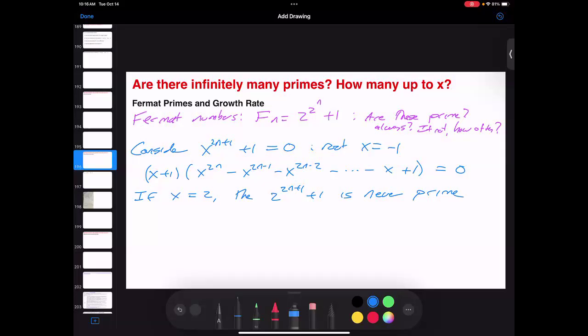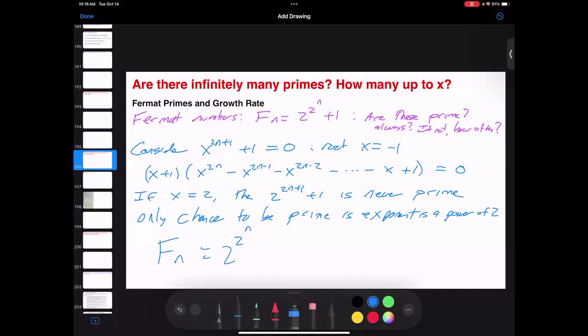So the only chance I have to be prime is if the exponent is a power of 2. And that's why we look at Fn equals 2 to the 2 to the n plus 1. Those are the only ones that have a chance of being prime.